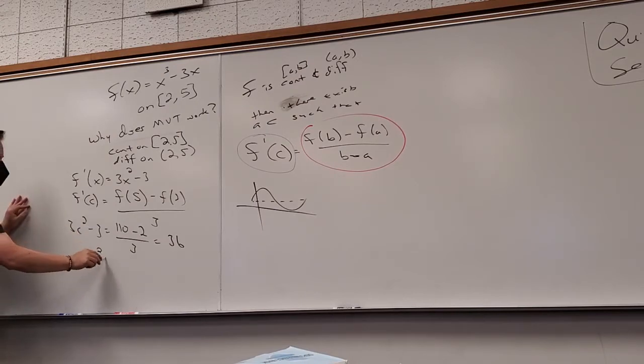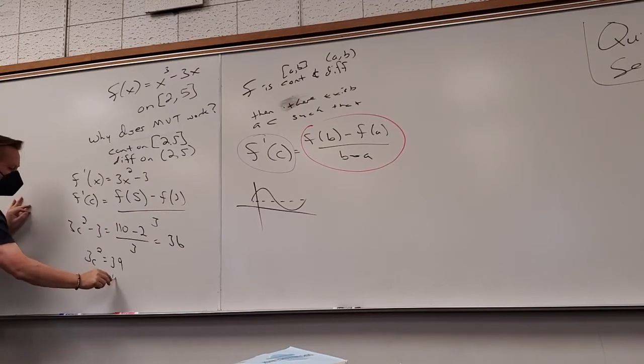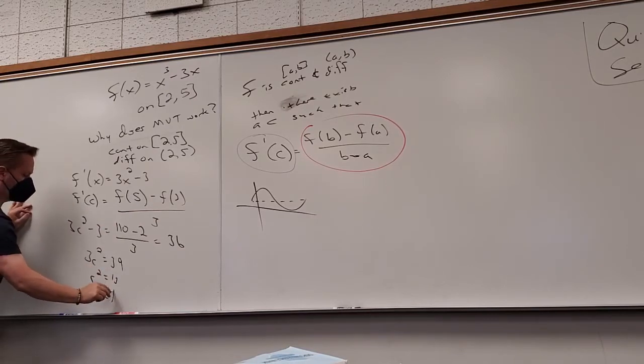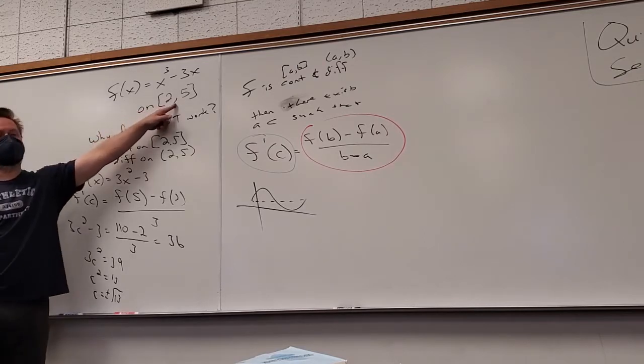So 3c squared equals 39, right? Add 3. c squared equals 13. So c equals plus or minus the square root of 13. Are both of those good? The minus square root of 13 is not in the interval.